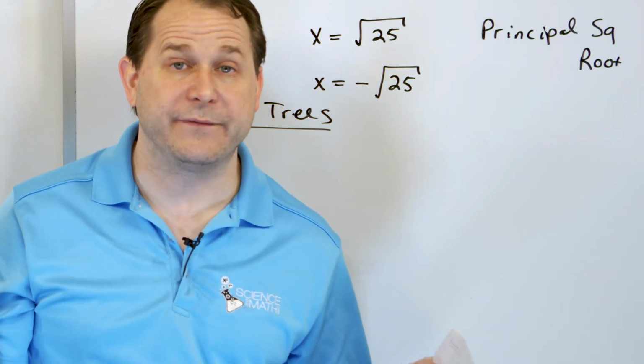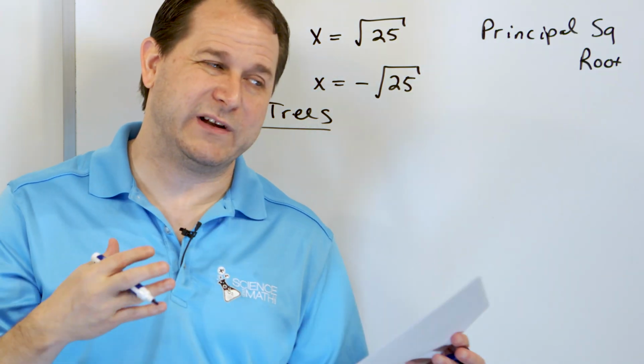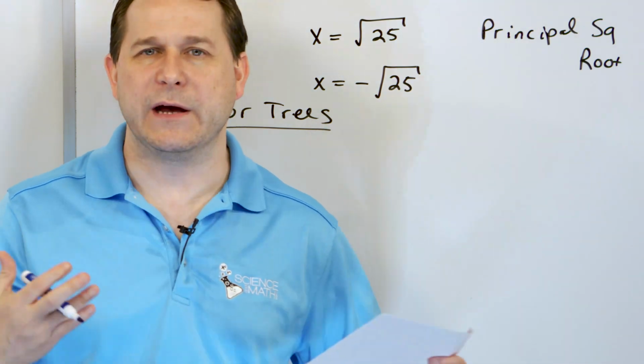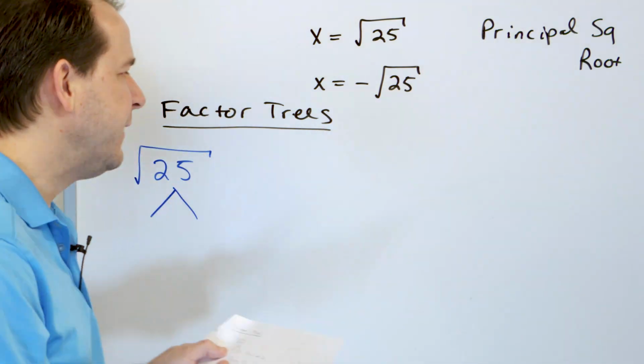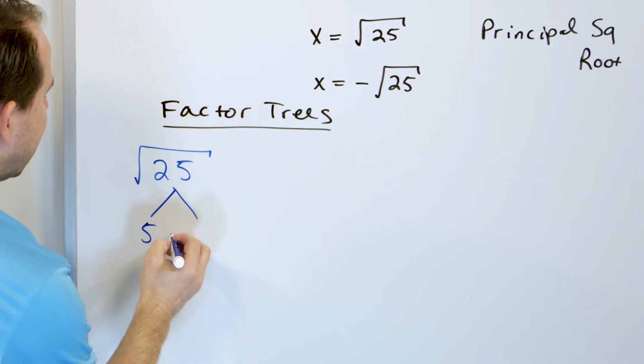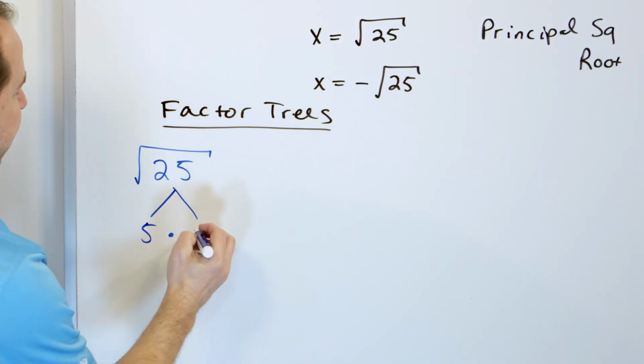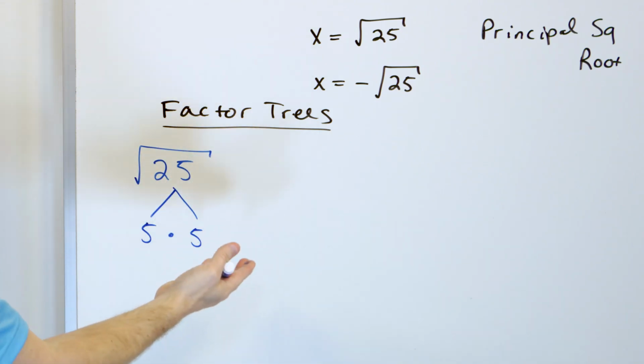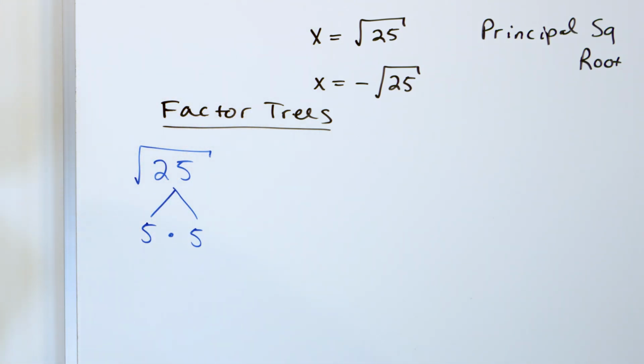It doesn't have to be 5 times 5. You can think, like, when the problems get more complicated, there'll be more choices. Right now, the only thing I can think of to multiply to give me 25 is 5 times 5. So I'm going to write 5. I'm going to put a dot here that means multiplication times 5. You see, I'm building a tree of factors. A factor is something that multiplies to give me the number.